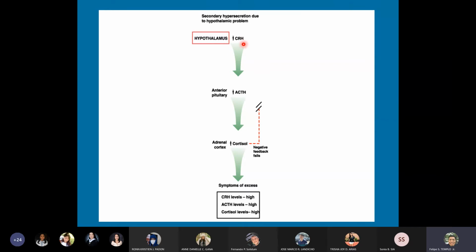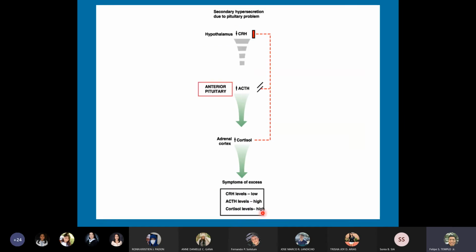If you have a trauma on that part or a tumor, it can stimulate your hypothalamus to produce CRH, which in turn, if you have elevated CRH, the ACTH is also high, which in turn will elevate your cortisol. So it will help the clinician to pinpoint exactly which part of the axis is problematic.